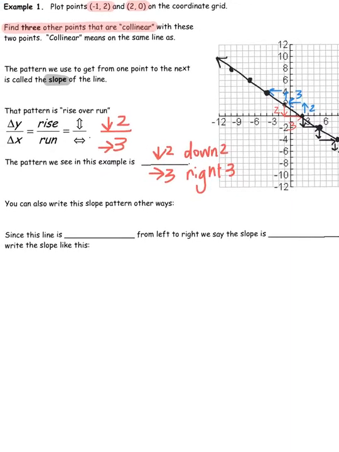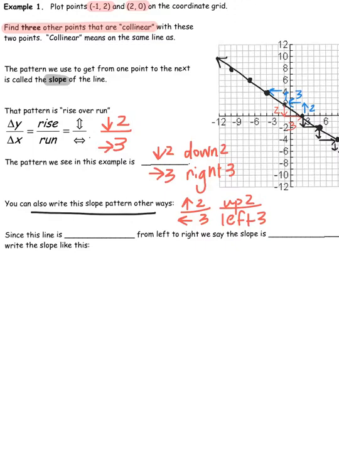So in the space below it says, you can also write this pattern in other ways. The other way that we can write this pattern is, instead of going down 2, right 3, we could go up 2 and to the left 3. And those both mean the same exact thing. They both got us collinear points.